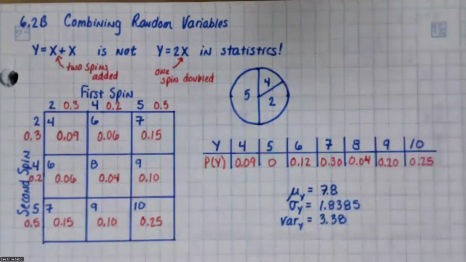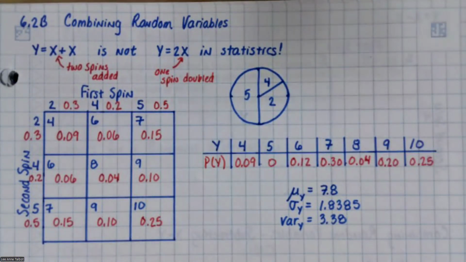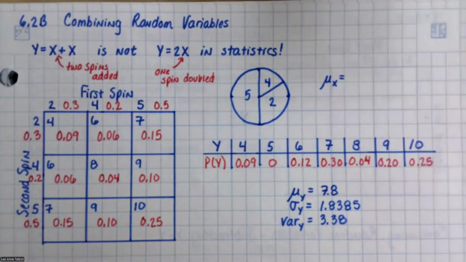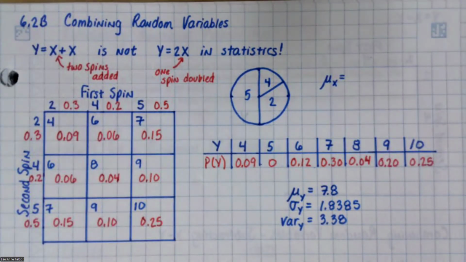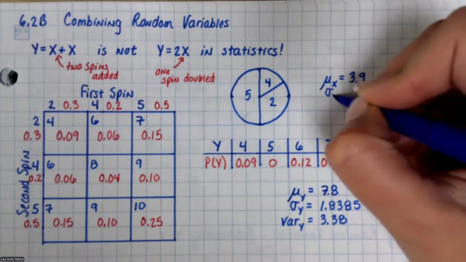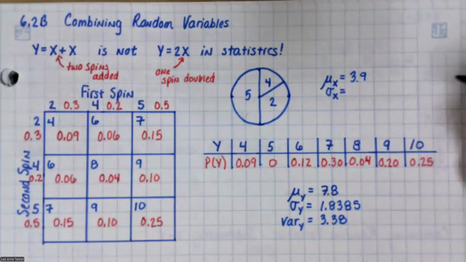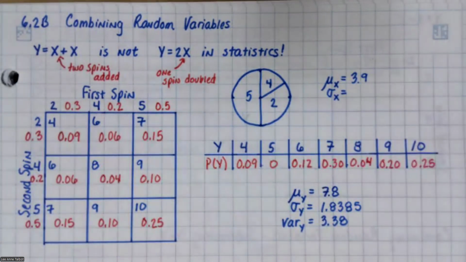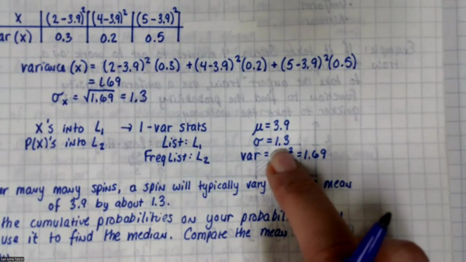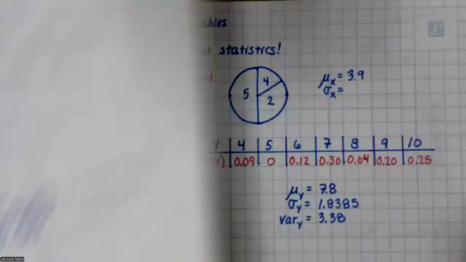Okay. All right, now Jake remembers because he just said it. Back from the other lesson, what was the mean of x? 3.9. And what was the standard deviation of x? Okay, I'm gonna find it. So the mean was 3.9, standard deviation was 1.3, and the variance was 1.69.